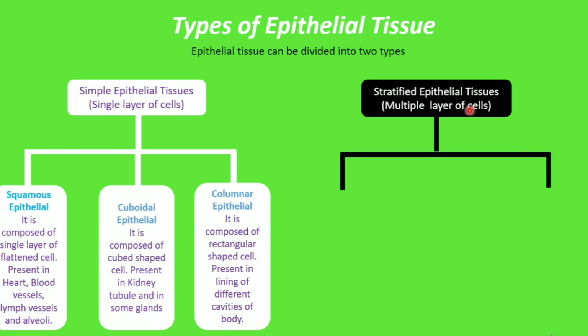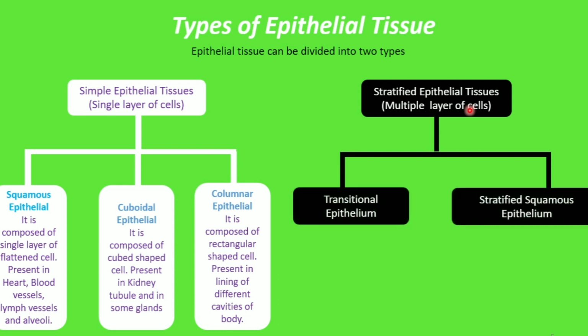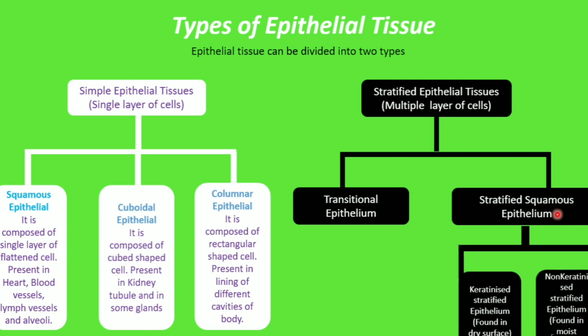Stratified epithelial tissue can also be categorized into two subtypes. Number 1, transitional epithelium, and number 2, stratified squamous epithelium. Transitional epithelial tissue is present in the transitions of muscles of different organs, while the stratified squamous epithelium can be divided into two types: keratinized stratified epithelium, which is present on the dry surface of our body, and number 2, non-keratinized stratified epithelium, and this type of tissue is present on the moist surface of our body.